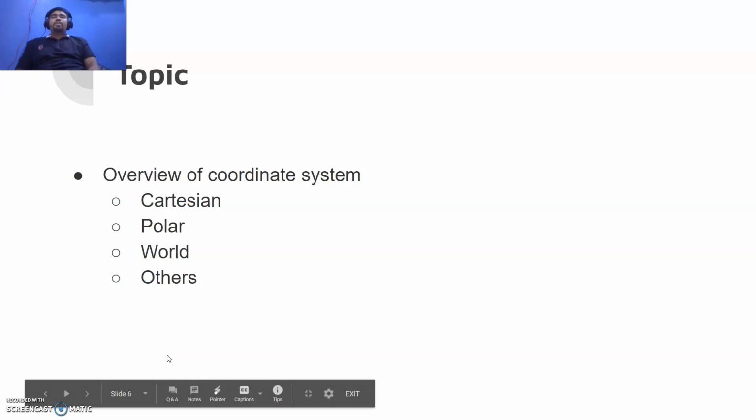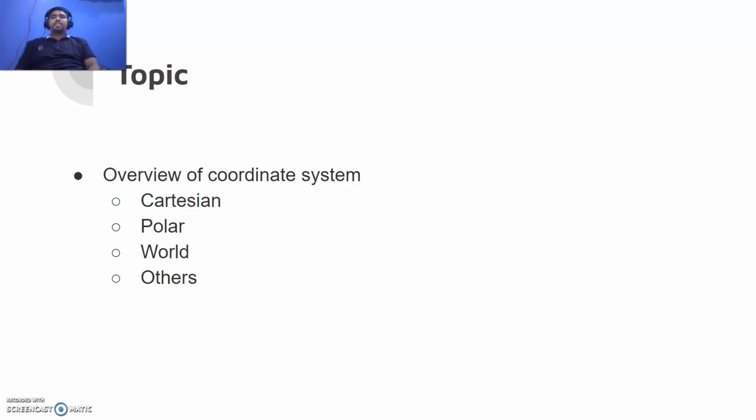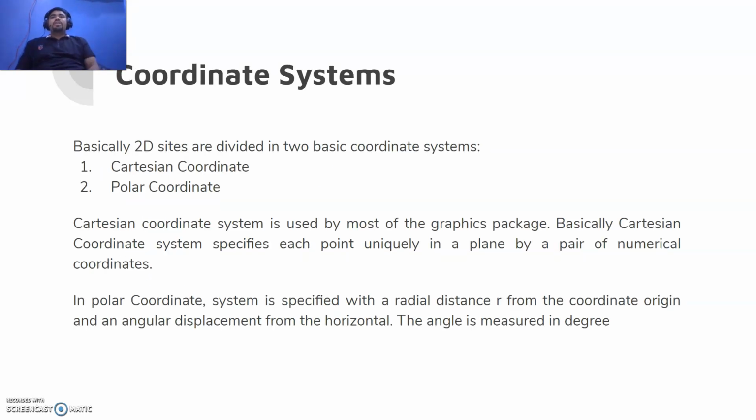The first is the Cartesian coordinate system, the second one is the polar coordinate system, the third is the world coordinate system, and there are other coordinate systems that we are going to cover as well. Now, basically, to understand a 2D site, there are two basic coordinate systems. The first is the Cartesian one, and the second one is the polar coordinate system.